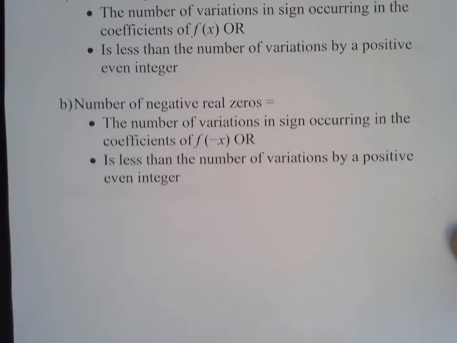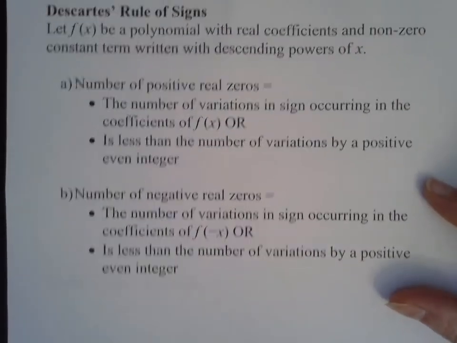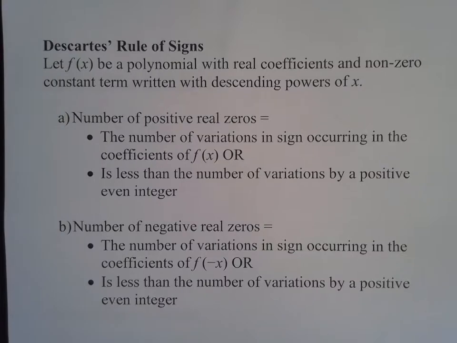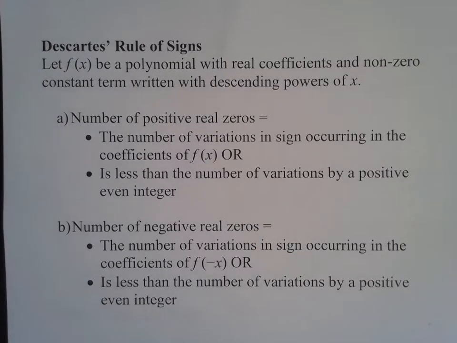Okay, one more theorem to look at today, and that's something called the Descartes rule of signs. And it reads, let f of x be a polynomial with real coefficients and a non-zero constant term written with descending powers of x. Okay, and you get all that criteria, real number coefficients, and it has to have a constant term that's not 0. Then we can talk about how many positive real zeros it has and how many negative real zeros. This is not talking about complex zeros.